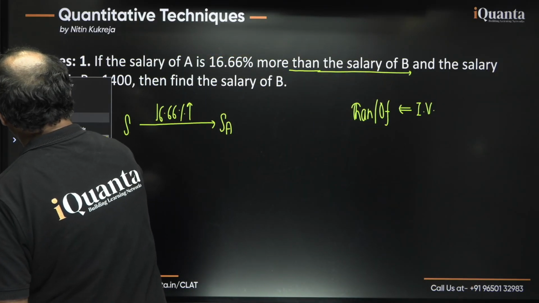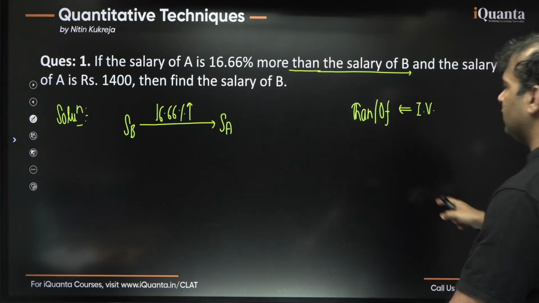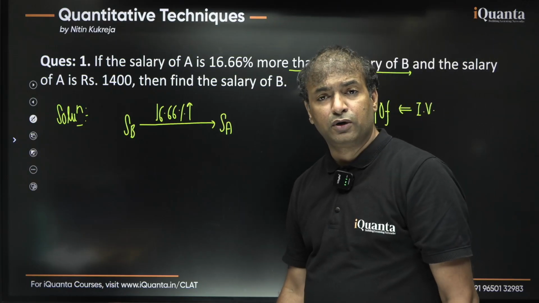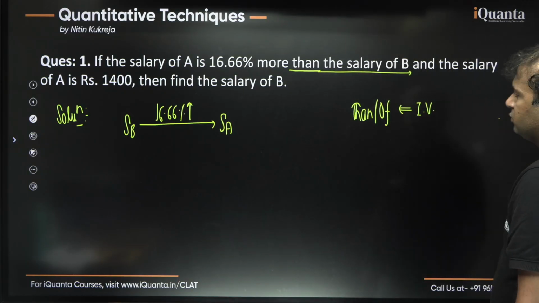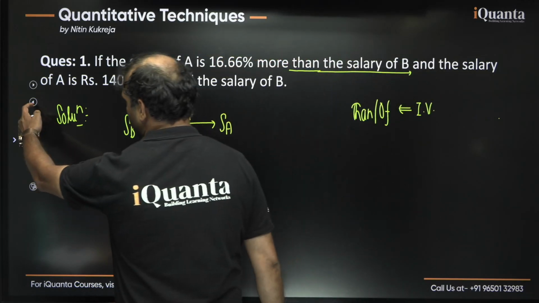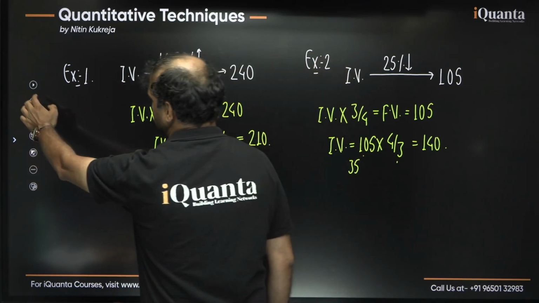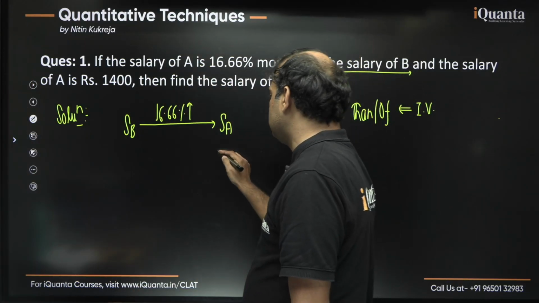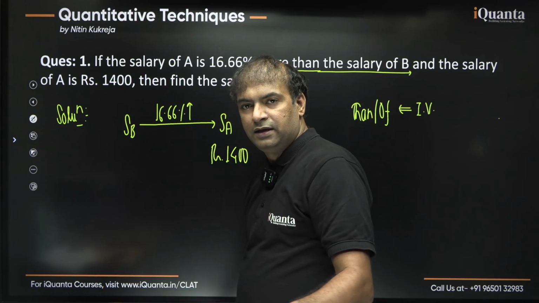All right, now we are given the salary of A as rupees 1400, and we just need to find the salary of B. So guys, it's actually a simple question after understanding the language. In fact, you can say that this is just like the question which we did in the previous slide. These kinds of questions, when the final value is given and we need to find the initial value. The final value, salary of A, is given to us as rupees 1400, and we just need to find the initial value, which is the salary of B. How can we do that?